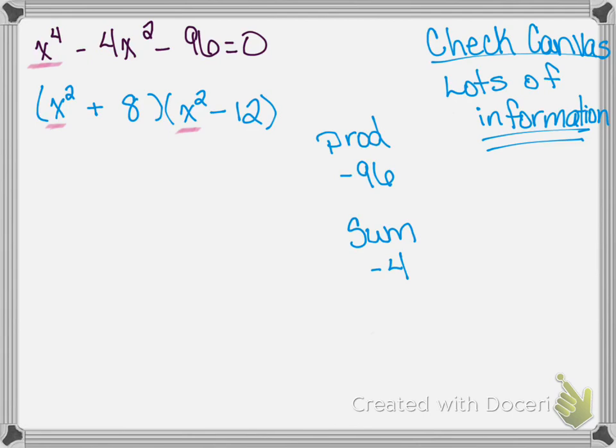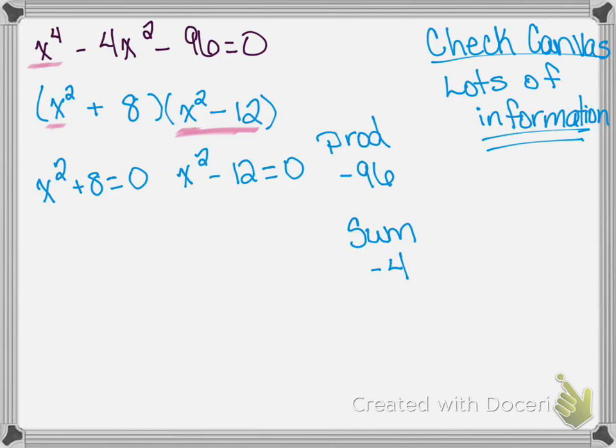Now, I can't factor this anymore. Because of the minus, if that 12 was a perfect square, then we could do the difference of perfect squares, and we could have x plus 2 and x minus 2. But it's not. 12 is not a perfect square. So the way that we continue to solve this is we use our properties that we've learned about the square root. I'm going to say x squared plus 8 equals 0, and x squared minus 12 equals 0.